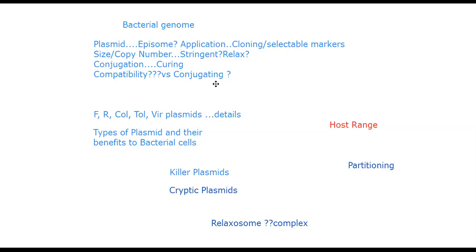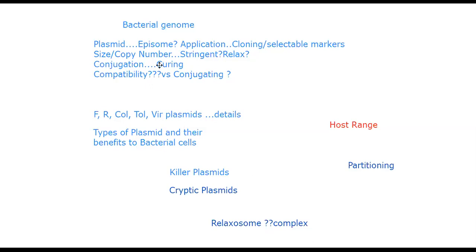How exactly will this happen? These TRA genes help in the transfer by making a structure called a pilus. These are hollow structures through which the bacterial plasmid can be transferred from the donor to the recipient bacteria.